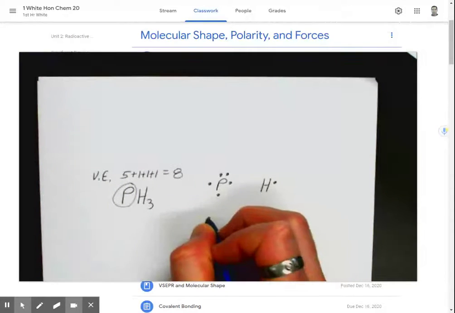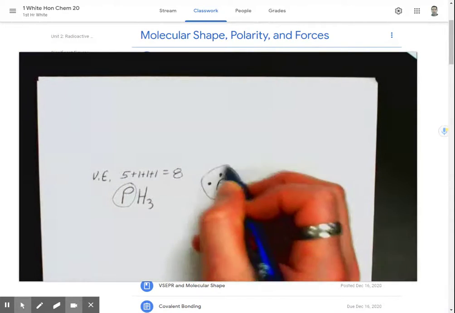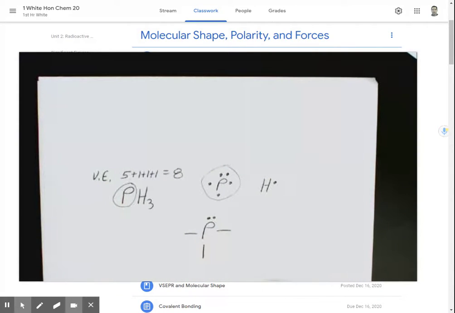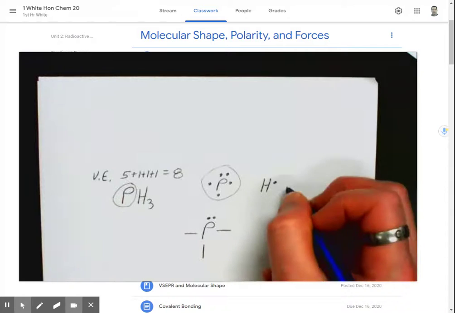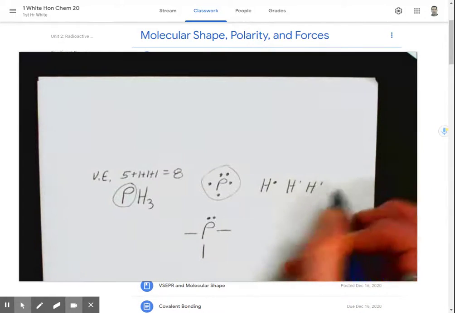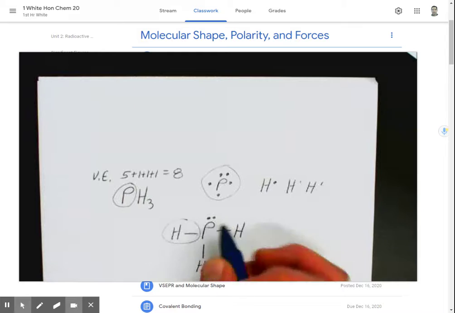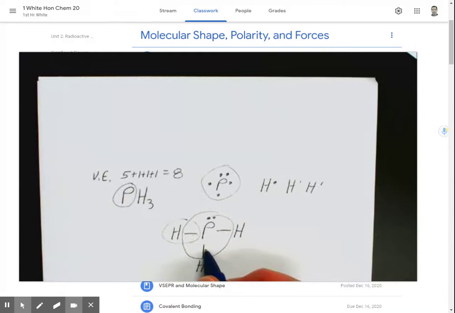So you can just duplicate this here, only instead make a line for each attachment that it's going to have. We know there's going to be 3 H's, so we'll put 1 H in each spot. And there's your Lewis diagram. Notice that each H has 2 electrons. Remember, a line counts as 2. And then if we count around the phosphorus, it has 2, 4, 6, 7, 8.